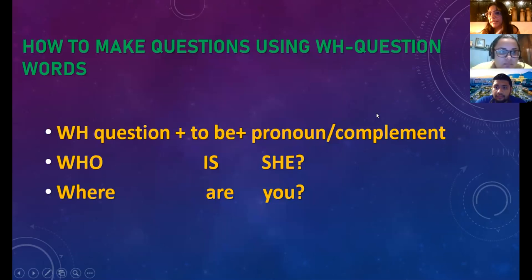How to make questions using WH question words. WH question word plus the verb to be plus pronoun or complement. Who is she? Where are you?